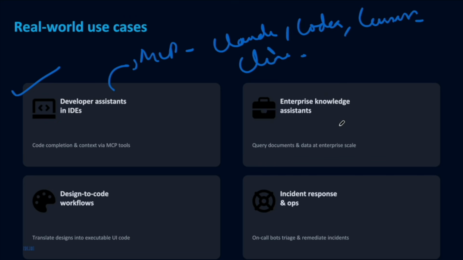Enterprise knowledge assistant: you will have your agents and your own chatbots in your organization, and you can integrate them easily with MCP servers and whatnot, right? You can use the A2A protocol to connect your chatbot to the agent, and the agent can then connect with the MCP server using the MCP protocol, basically. Design to code workflows, incident ops and response: these are just applications of agents and MCP protocol, nothing more than that.